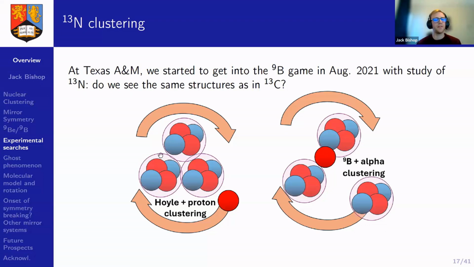So the first that we expected to see is where we've got this triangular arrangement, as we saw in carbon-12 for the Hoyle state, and we've got a proton that's maybe, if you think about it semi-classically, doing some sort of orbital around this system. The other option is a boron-9 system, so something where we've got two alpha particles and a proton, and then it's the alpha particle itself that's kind of whirring around the outside. So we were asking ourselves whether we see either of these two particular types of structure, and then again, do we see those same structures as we see in carbon-13?